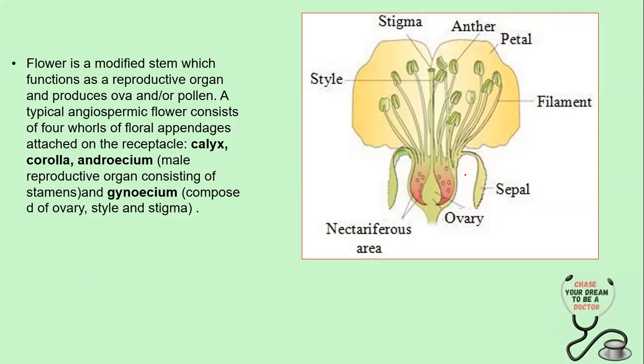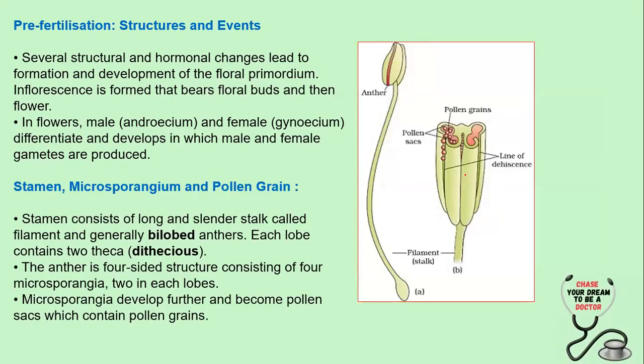So be careful that you read each and every line of the NCERT, as well as pay attention to each and every labeling on the diagram mentioned in the NCERT. Yes, in the case of reproduction, you will find there are mainly three events: pre-fertilization events, fertilization events, and post-fertilization events.